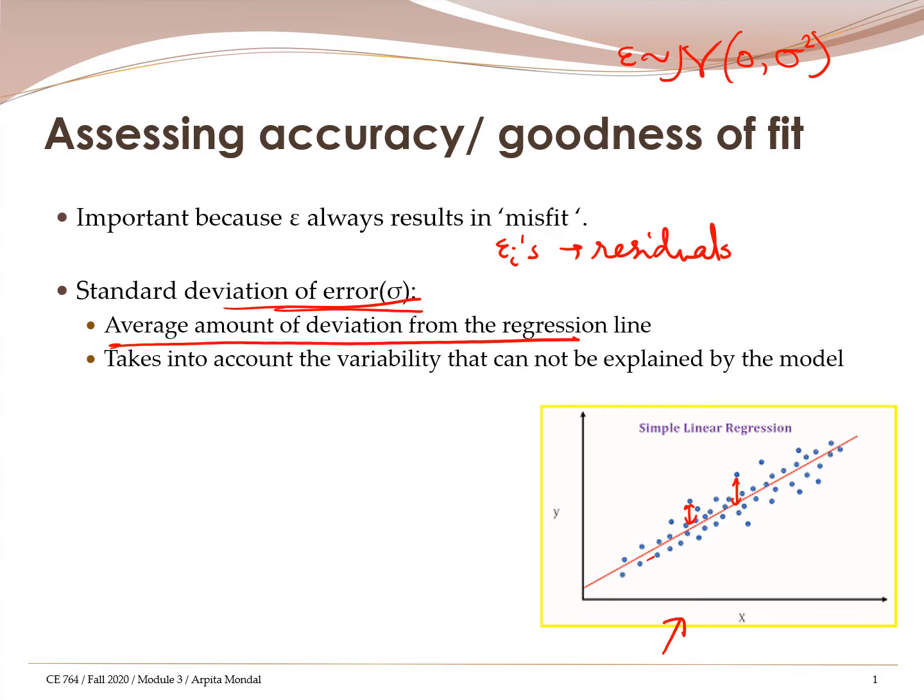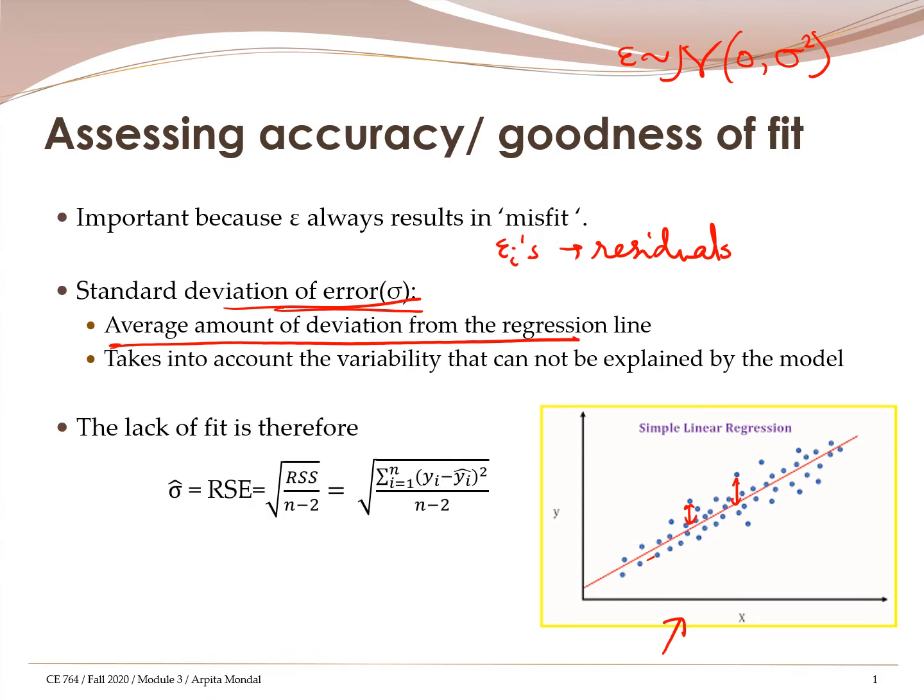Therefore, the lack of fit I can define as RSE, which is nothing but sigma hat, and that is from our earlier derived expressions. Sigma hat square was RSS divided by n minus 2. If we take the square root of that, that would be sigma hat. The square root of the variance of the error term would be the RSE, the residual standard error, right? So this in some sense is giving a lack of fit.